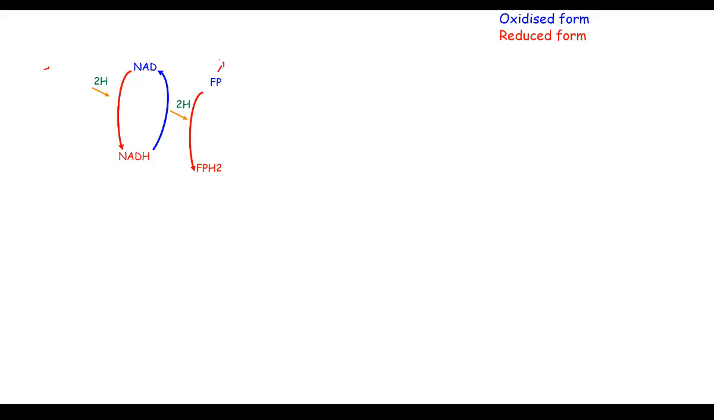Now this FP stands for flavoprotein. Now, the flavoprotein picks up the hydrogen and becomes reduced. Next, it releases its hydrogen again and passes it on to the next carrier, which is coenzyme Q. The coenzyme Q picks up the hydrogen and becomes reduced, and then it releases its hydrogen. Only at this point, this is where the hydrogen splits.